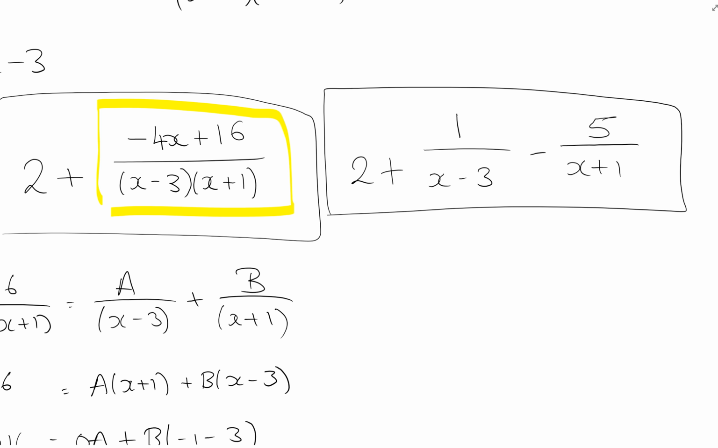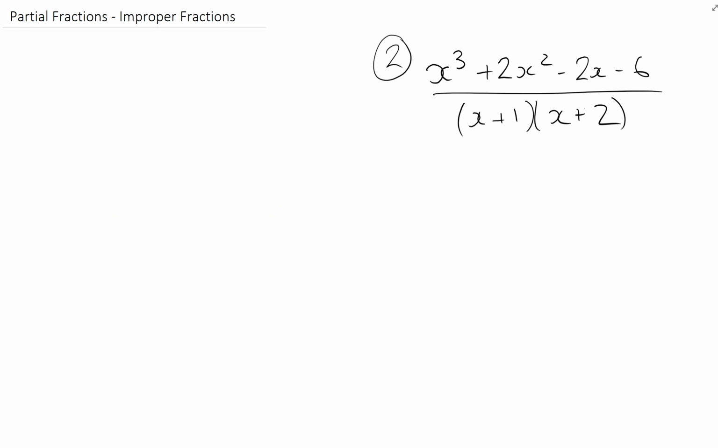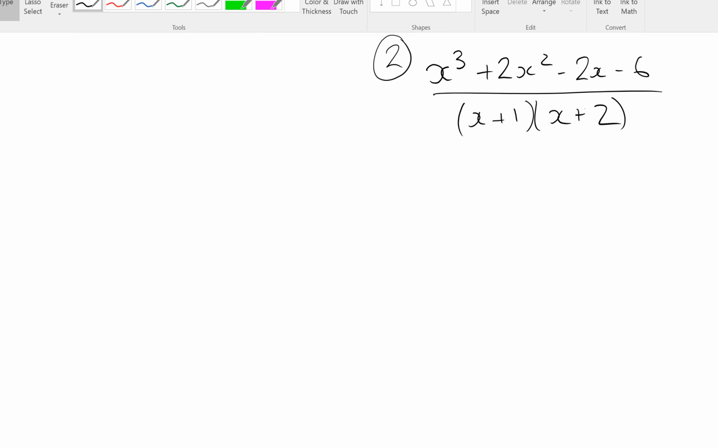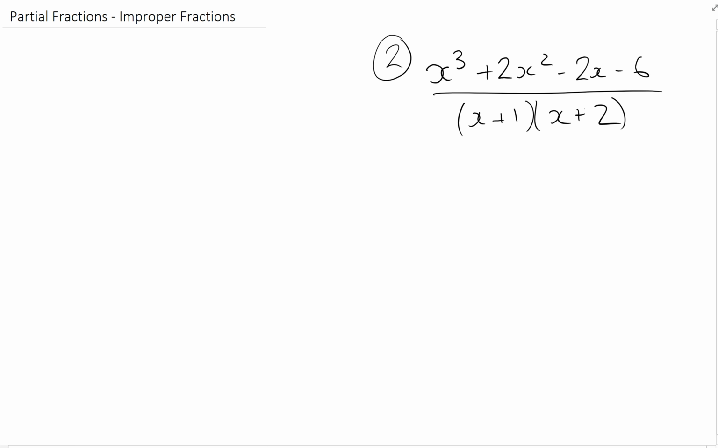I'm just going to, again, clear all this, and we'll have a look at the second question as well, where the order of the numerator was more than the order of the denominator. Okay, so we're back again, now looking at question 2. So this time the order of the numerator is a 3, and the order of the denominator is going to be a 2 with x times x.